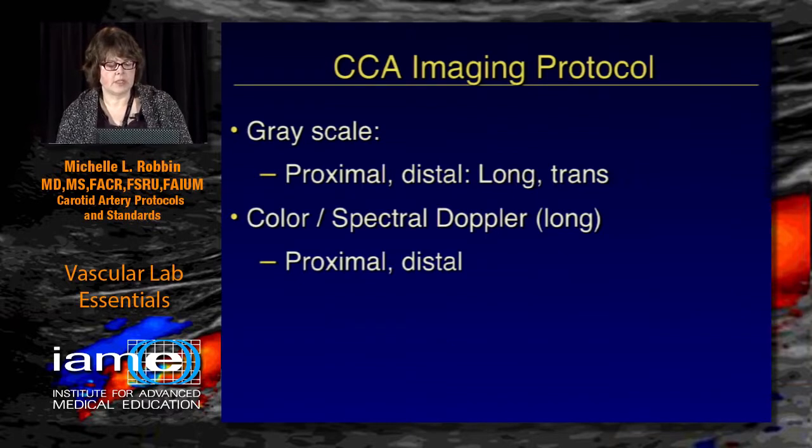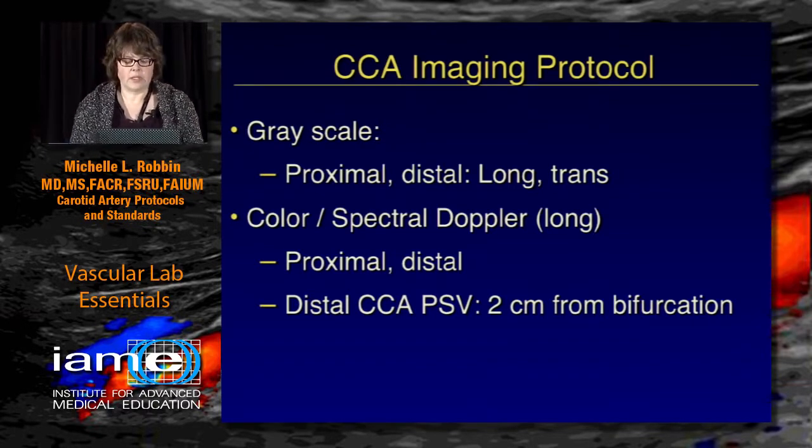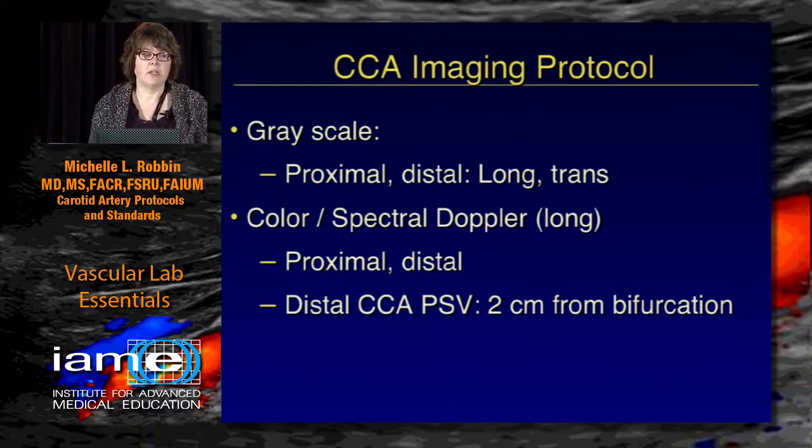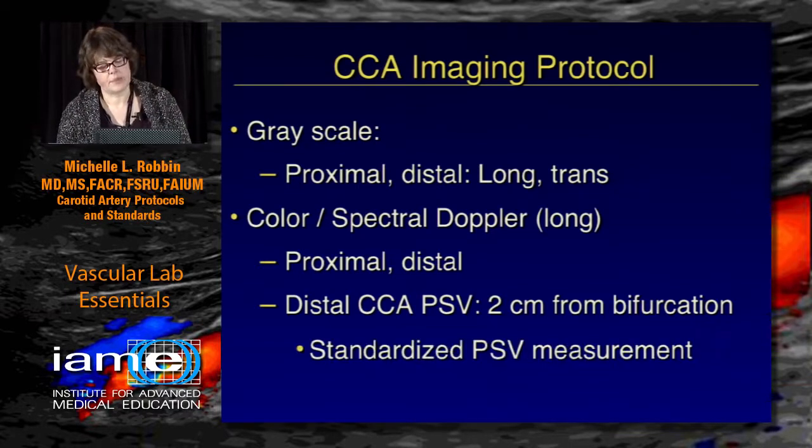So you need to look proximal and distal, and then the distal CCA, peak systolic velocity, measure that 2 centimeters from the bifurcation. Why 2 centimeters? Why not 1? Why not 3? Well, it's standardized because there have been a few studies that show that depending on where you measure in the CCA, you're going to get a different peak systolic velocity number, even in the same patient. So we're all trying to standardize what we do so we can compare apples and apples.